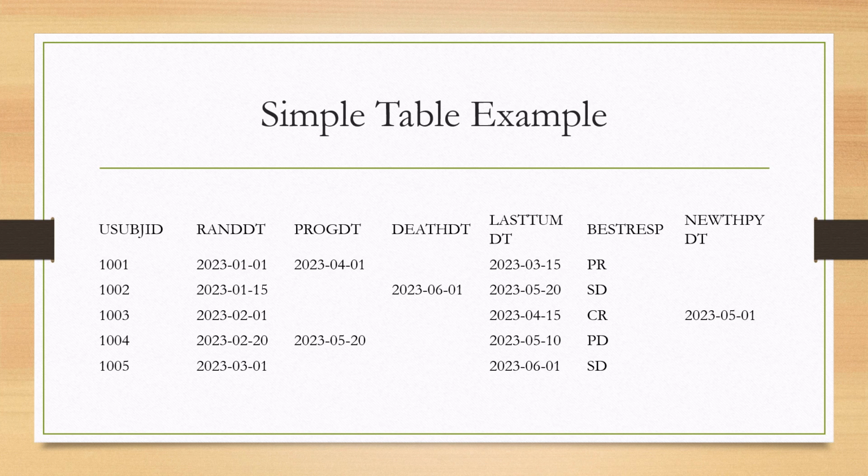Out of these 5 subjects, SD happened for 2 subjects, whereas PR, CR, and PD happened for 1 subject respectively. Now let's see the SAS code which we can write to derive the PFS, that is the progression-free survival, as well as the overall survival based on this sample table. I am going to consider this sample table as the source data set in the SAS code.